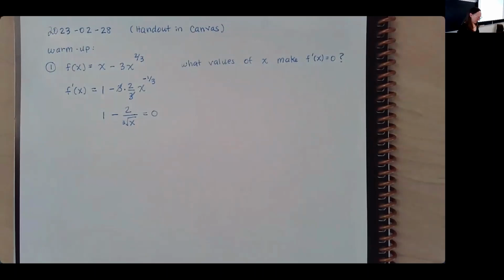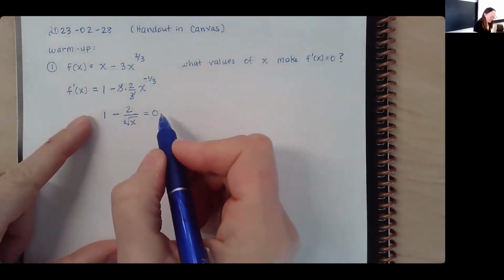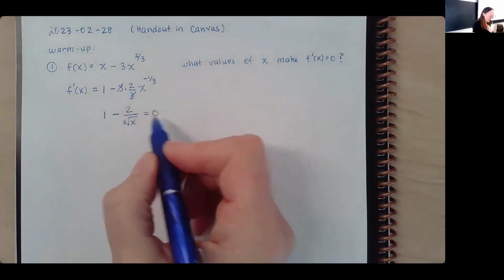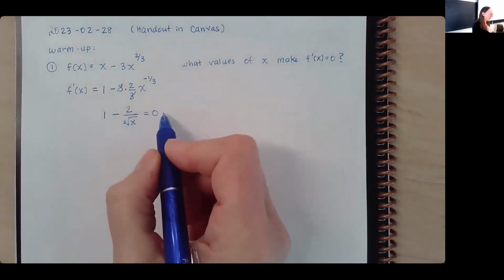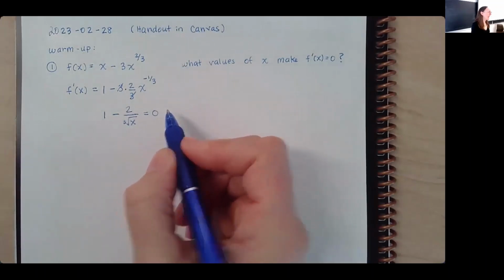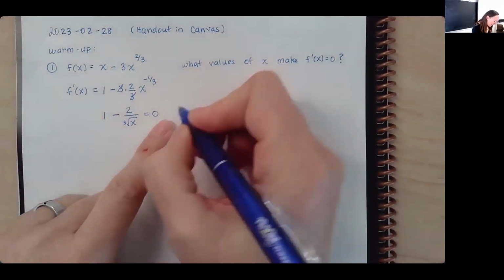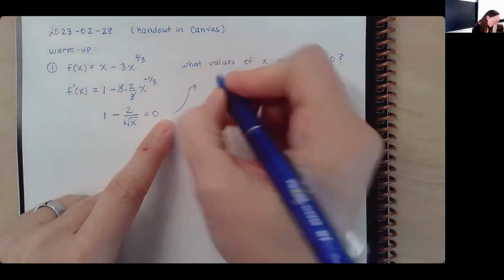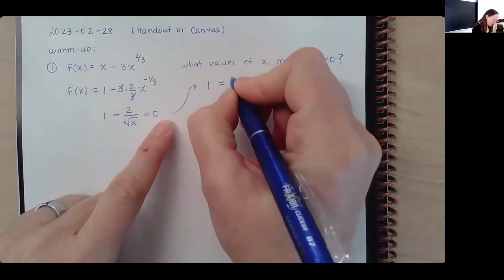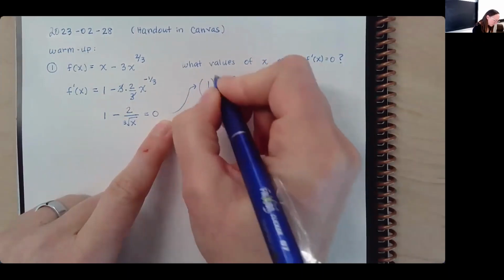And now we get to solve this thing. If I were looking at this personally, I would probably move this to the other side and cube both sides to get rid of the radical. You could also look at that and say, hey, we've got fractions. Let's multiply the whole thing by the denominator to eliminate the denominator. Either one is fine, but I'm going to do this. I'm going to write that as 1 is equal to 2 over the cube root of x, and then cube both sides.